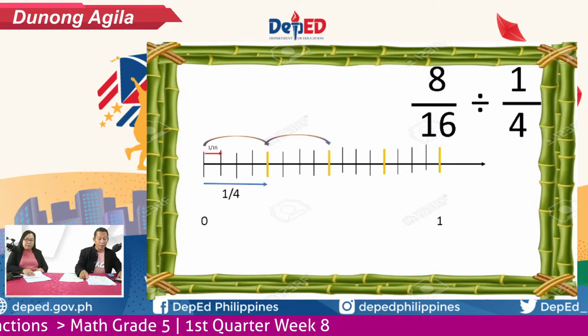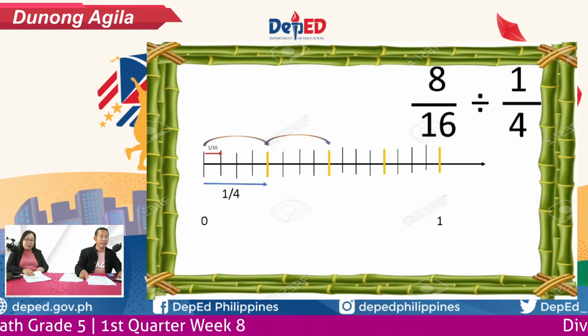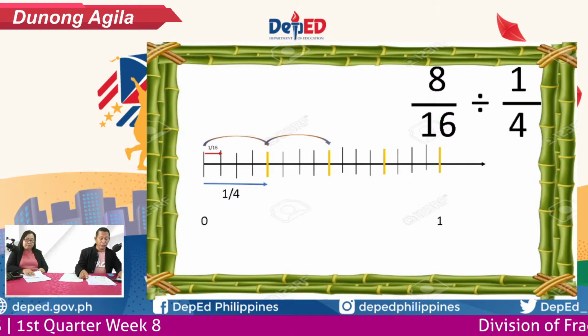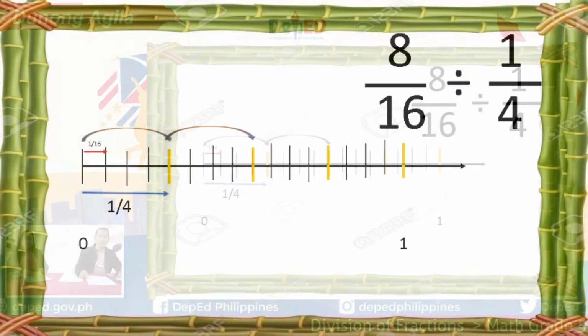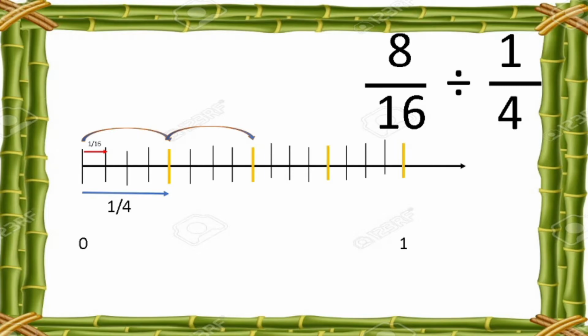We will then count how many 1/4 are there in 8/16. Why don't you count with me as I have from 0 to orange vertical line representing 8/16. Ready? Start. That's 1, 2. Again, we have the same quotient using fraction chart and number line.